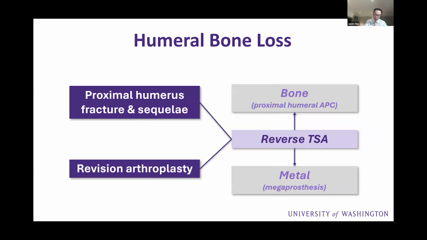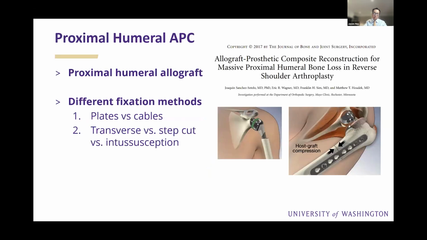So when we look at options for humeral bone loss, other than implanting a standard component and cementing it, the options come down to just like the glenoid, bone versus metal. With bone, you can consider a proximal humeral APC, and the other option would be metal, which is a megaprosthesis.